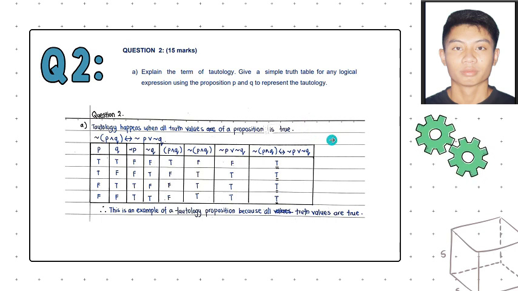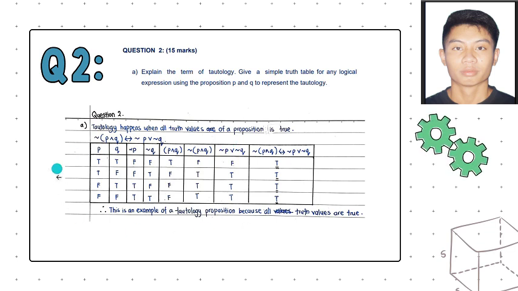So the logical expression that we chose is negation P conjunction Q biconditional of negation P disjunction negation Q. So negation is basically like a not, conjunction is and, and disjunction means or. We only have two variables for this question, just P and Q. So this is how the truth table is supposed to look.